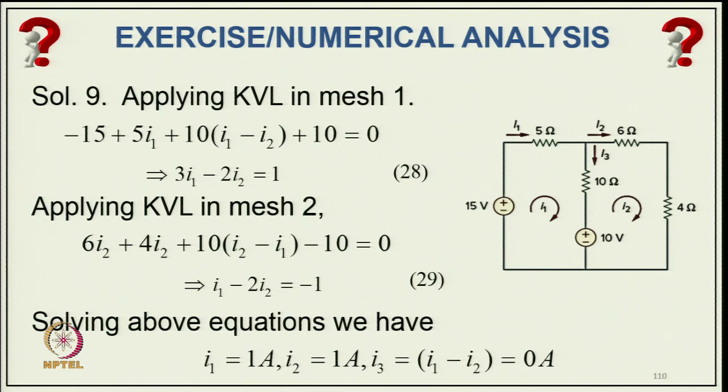From this you can find 3 I1 minus 2 I2 equal to 1. Applying Kirchhoff's voltage law in mesh 2, it will be 6 I2, the current flowing in the second mesh, plus 4 I2, plus 10 times I2 minus I1, the reverse of the previous one, minus 10, that is I1 minus I2 equal to minus 1. Solving these two equations, you find I1 equal to 1 ampere and I2 equal to 1 ampere, and I3 will be I1 minus I2, that is 0 ampere. So, you will have 0 ampere in this center branch.